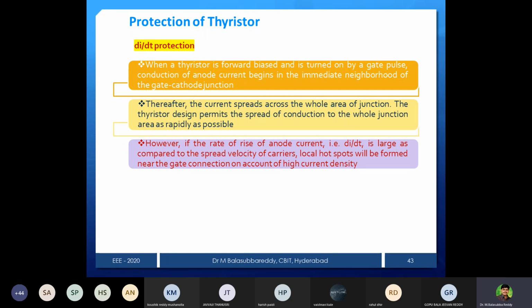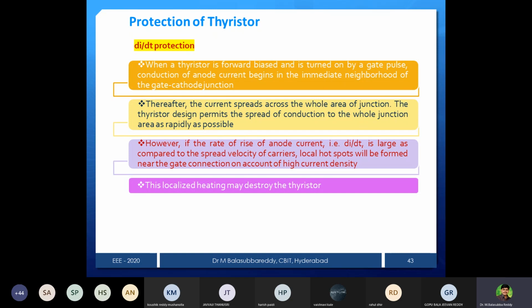So that's the reason: the rate of rise of anode current, that means di/dt, is large as compared to the spread velocity of carriers. A local hotspot will be formed if that happens, because this rate of change of current is very high compared to the spreading velocity. The carriers have to spread, but that rate will be lesser than the di/dt. Automatically a local hotspot will be formed near the gate, with high current density. Then the localized heating may destroy the device.